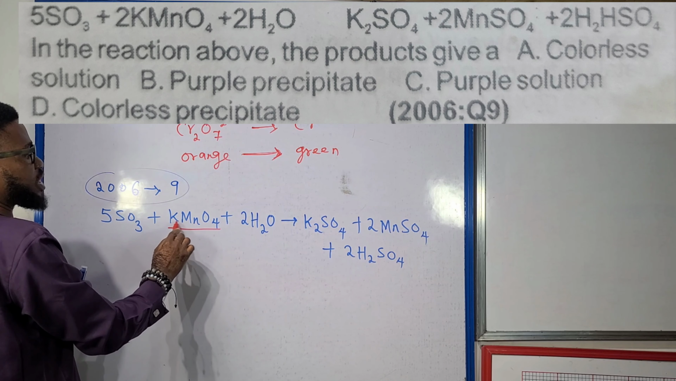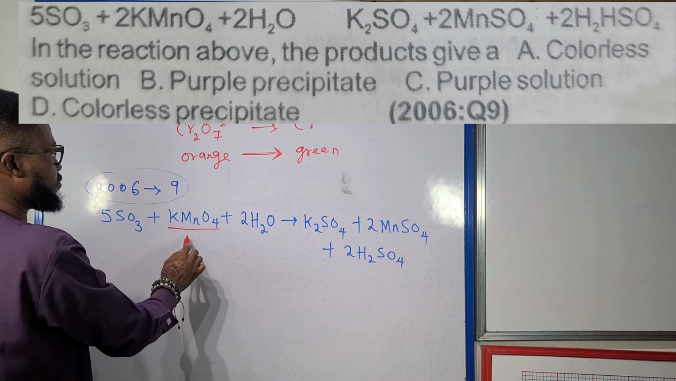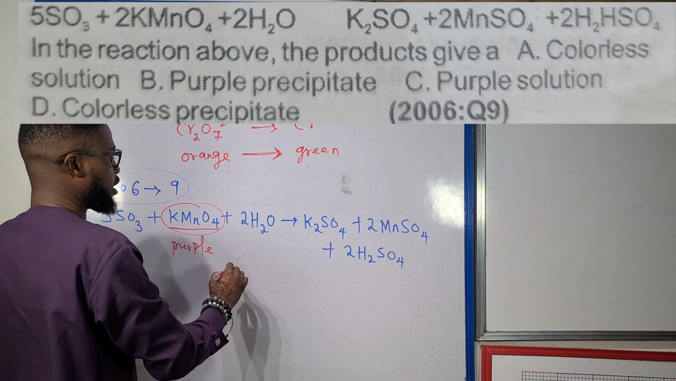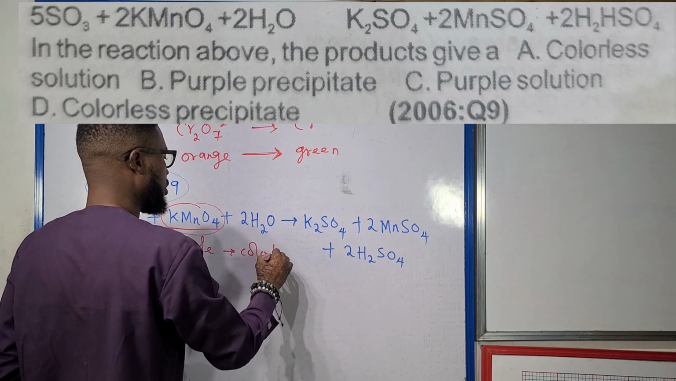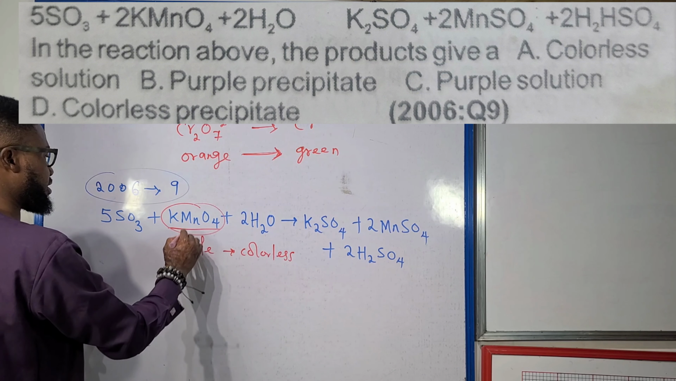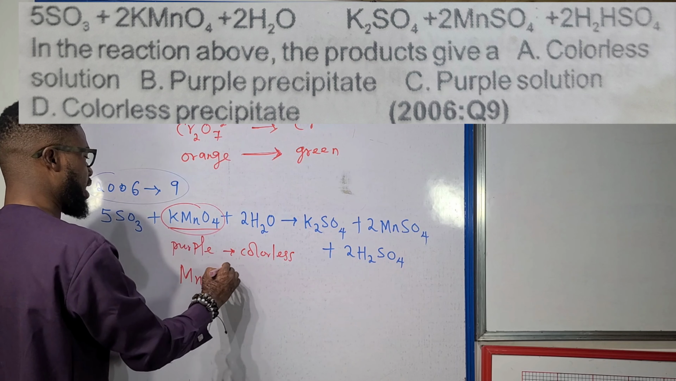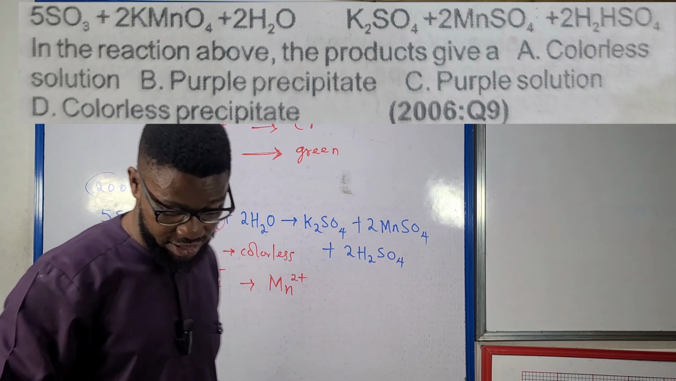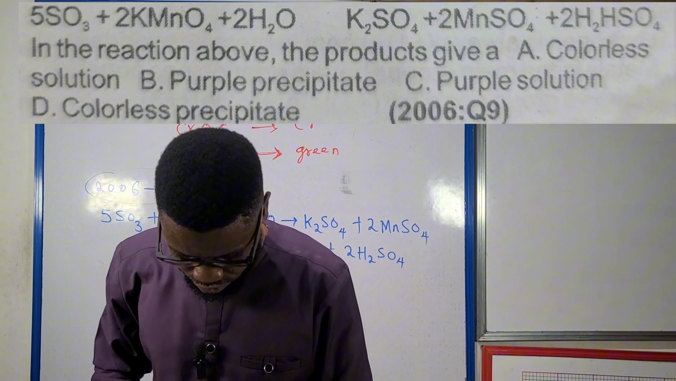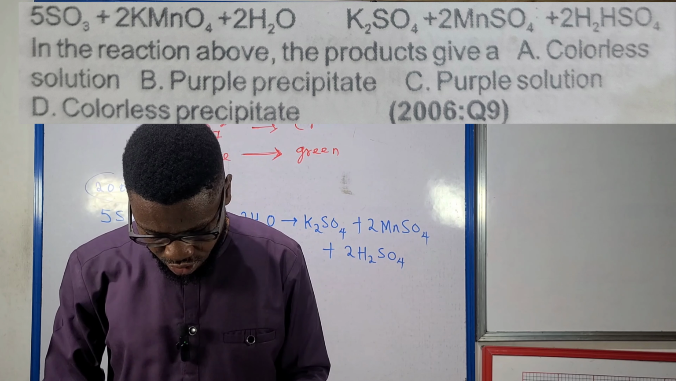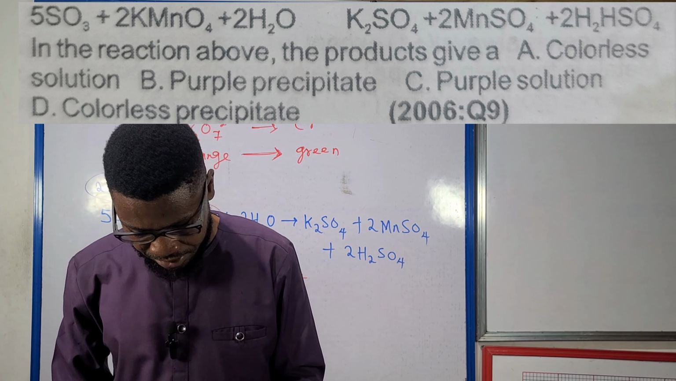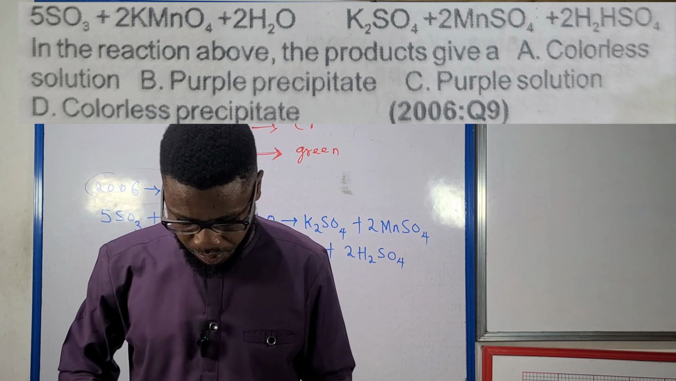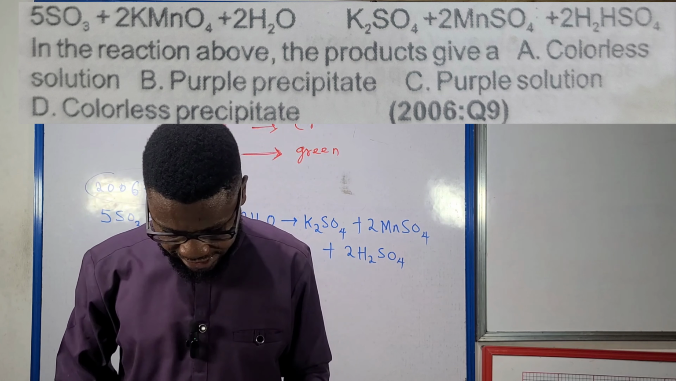When it is KMnO4, potassium tetraoxomanganate 7, it is always from purple to colorless. From purple to colorless. Here it's going to be MnO4 minus to Mn2 plus. So if you look at that 2006 question 9, as you have on your screen, you just have this very bogus equation, and they said in the reaction above, the product gives what? A, colorless solution, B, purple precipitate, C, purple solution, D, colorless precipitate.